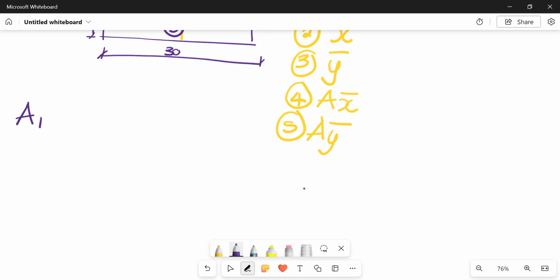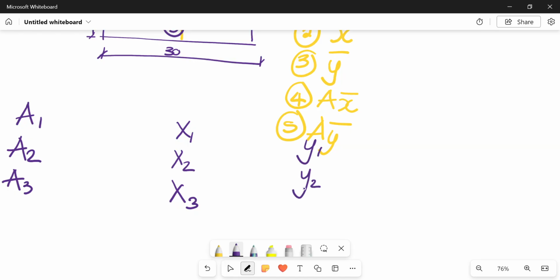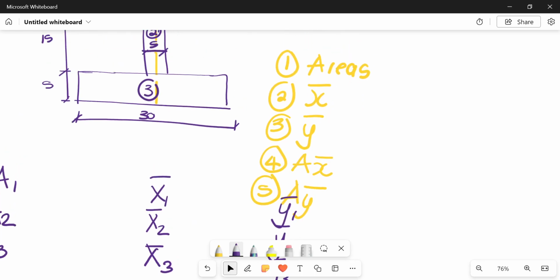So I'm just going to point out some points that we're going to calculate on there just so that it's easy for us to keep track. Okay, then we're going to start off with our areas.